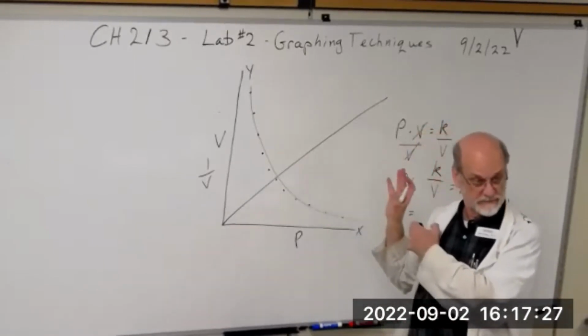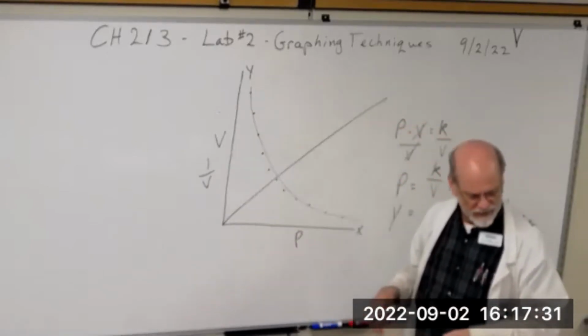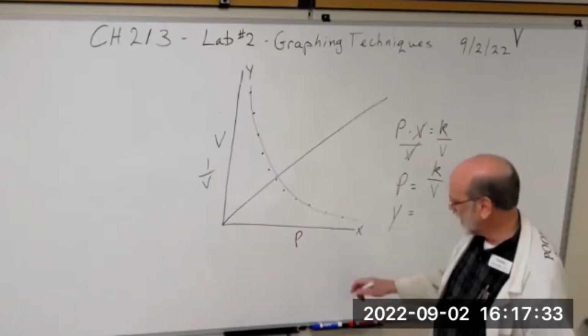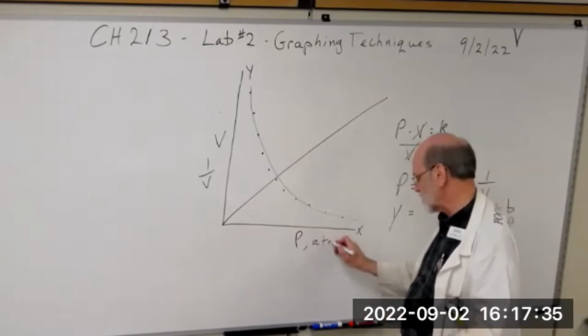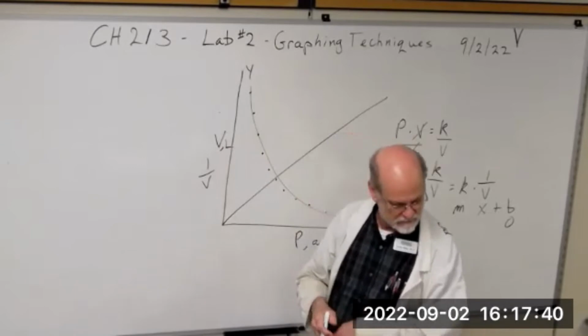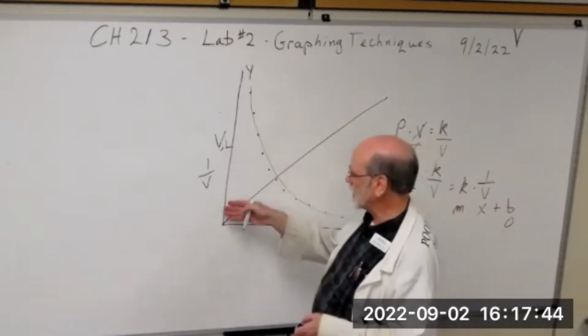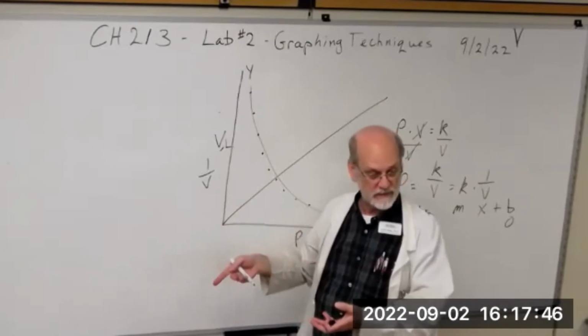With this data. Okay. Now, what are the units of measure? Well, let's see. It looks like they use atmospheres for pressure, and volume is liters, right? Looks like that's right, liters. What would the units of measure be on the axis after you transform it?